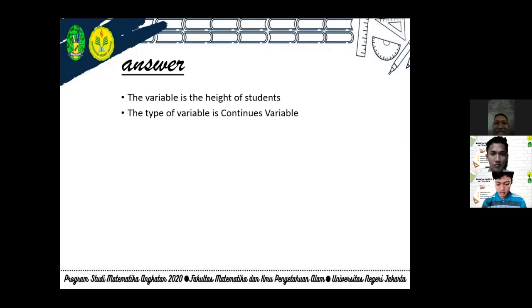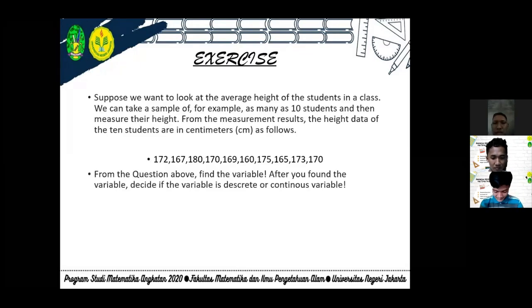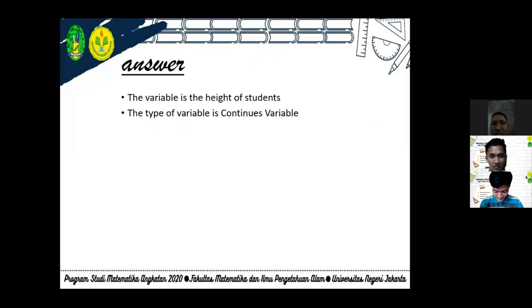If no one is going to answer the question, we are going to reveal the answer. The answer is, the variable is the height of students, and the type of variable is continuous variable.